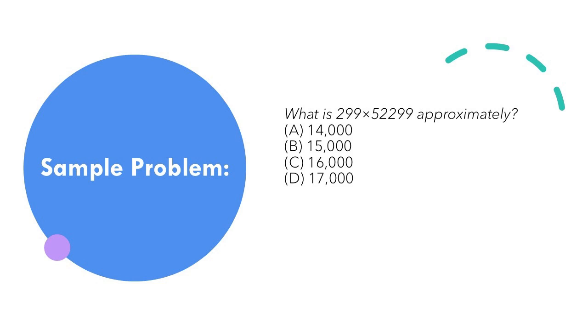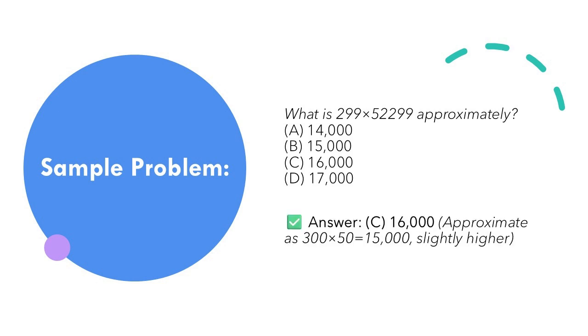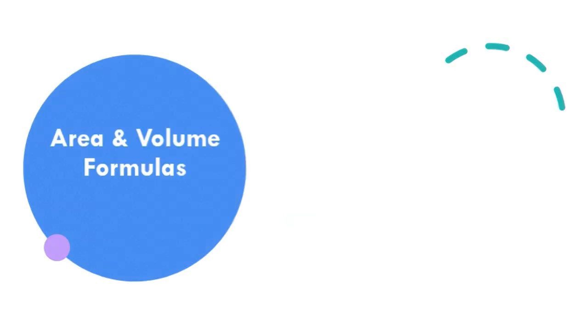The best estimate is C, 16,000. This strategy is especially useful when answers are spread out like this, and a quick estimate can get you the right answer in seconds. When it comes to geometry, memorizing key formulas is a must. The ACT won't always give you formulas, so you need to have these in your back pocket.